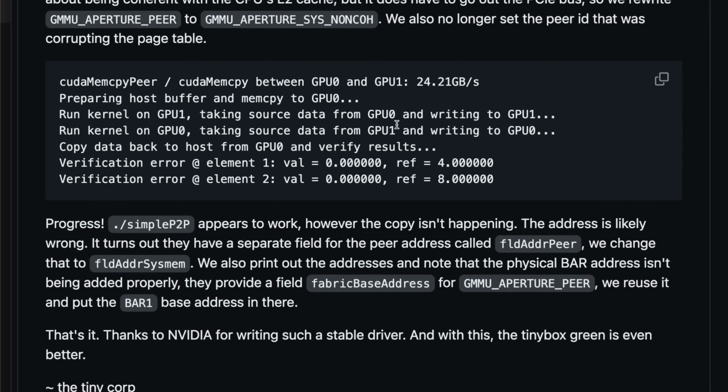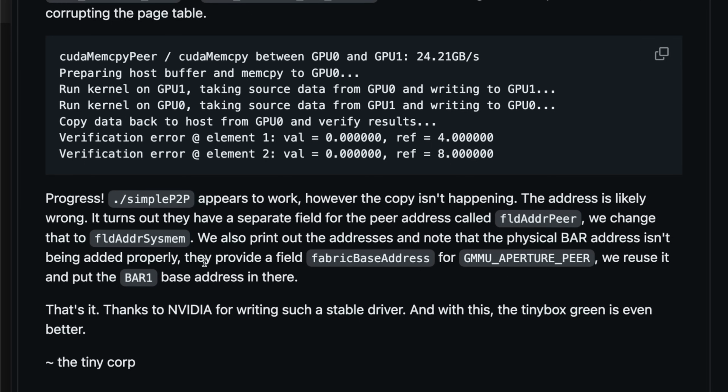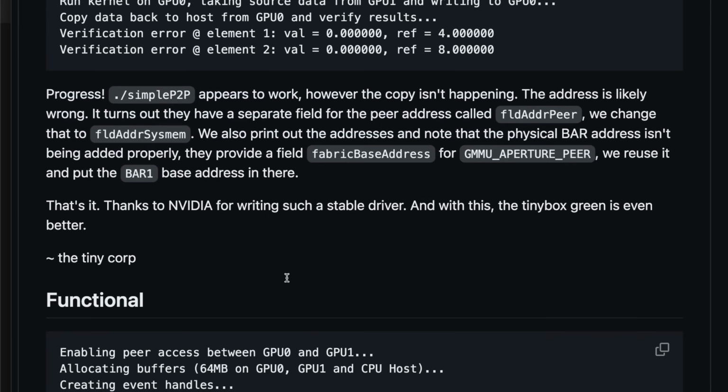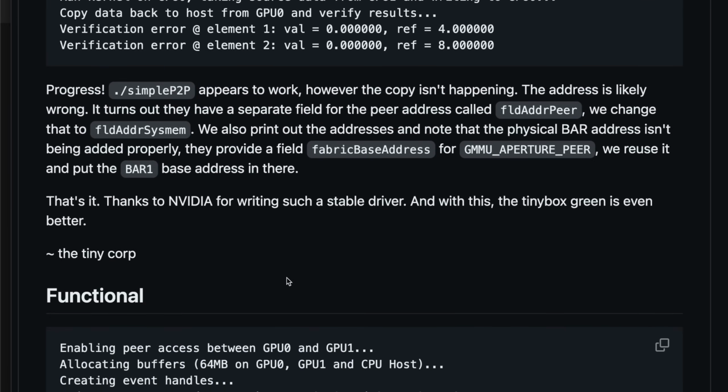And what's cool is after a little bit of messing around, they figured out that simple P2P actually works. But in certain cases, the copy doesn't happen. And the issue is understanding what address the motherboard has given the GPUs. So the key is keeping a place in memory where one GPU can know where the other GPU is and then going through there. The relatively simple fix here was just understanding where the BAR 1 base address was and then writing them down in the right place for the GPU.